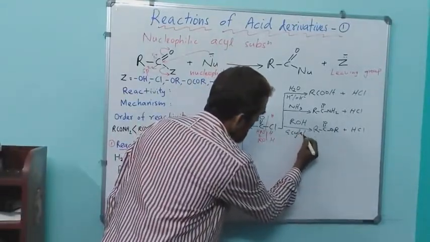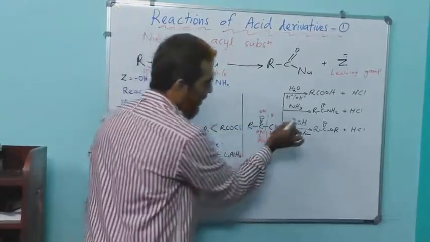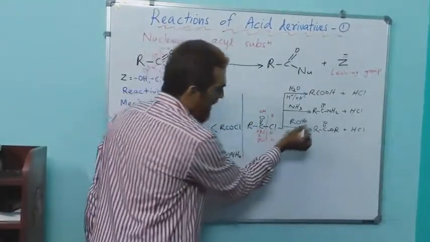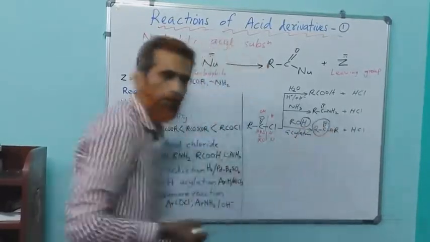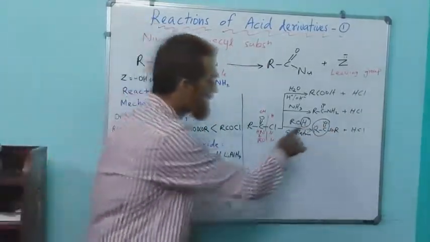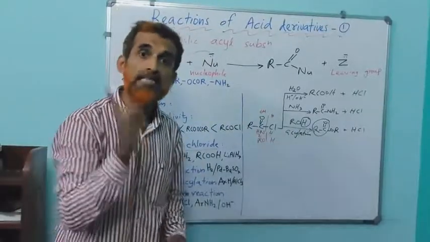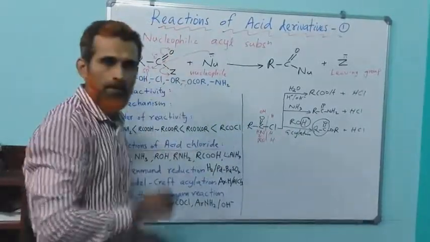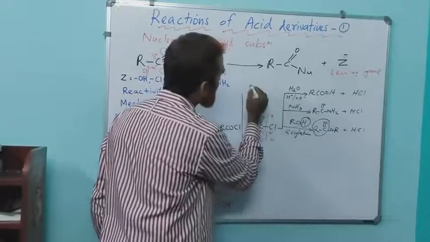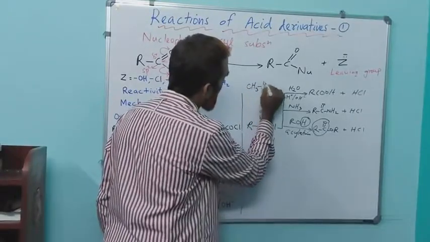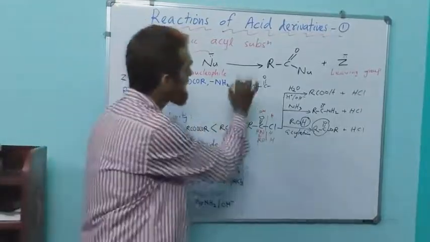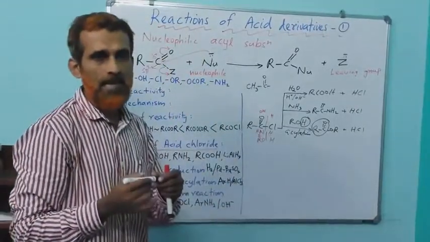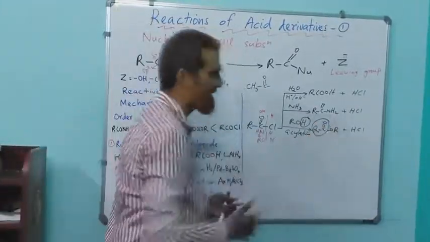Acylation. Why? Because on alcohol we are replacing this H by this group. What is this group? Acyl. RCO is generally called acyl group. See, acyl. If R is CH3, it is specifically called what? Acetyl, because it comes from acetic acid. This is generally called acyl.